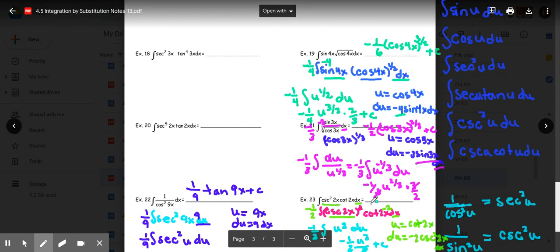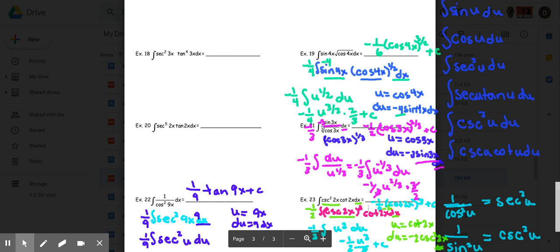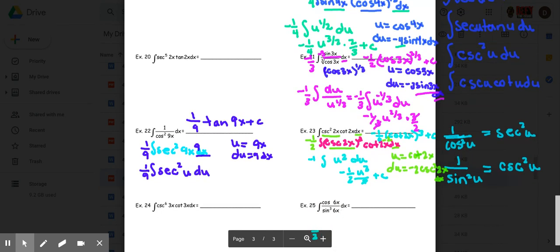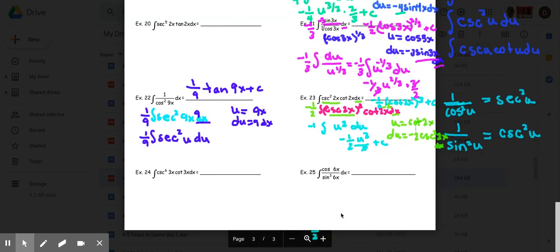And then your final answer would be -1/6. My u is cotangent 2x raised to the third plus c. So your answer is right here, -1/6 cotangent 2x to the third plus c. All right, and how did I know to pick cotangent and not cosecant? Because I know the derivative of cotangent is cosecant squared. It's already in the problem. So it's easiest making u cotangent.